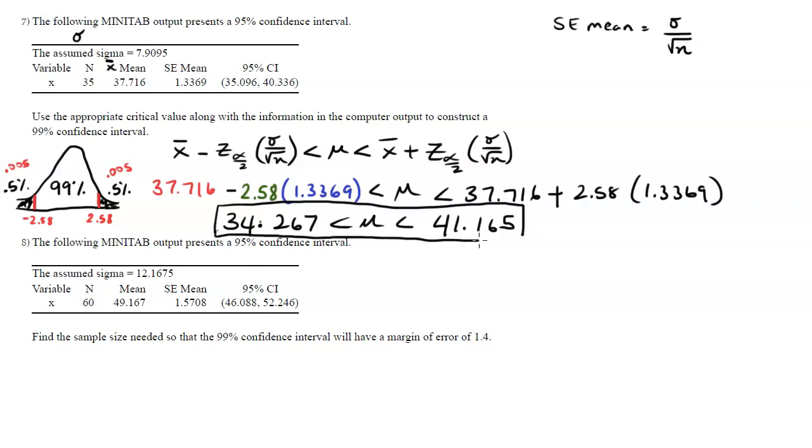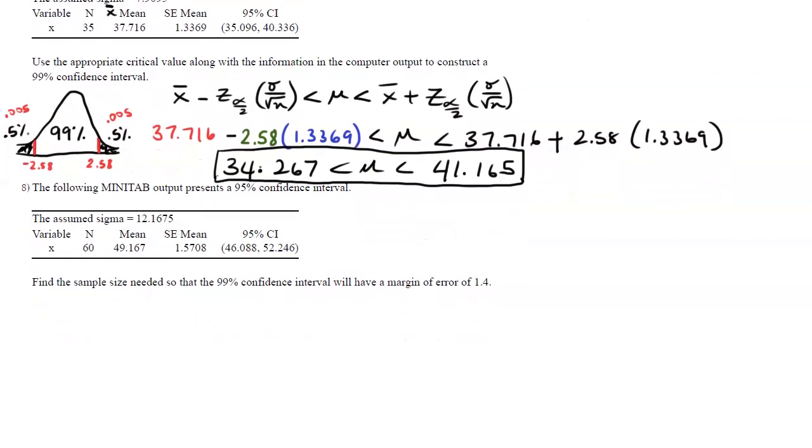So in words, this means that we're 99% confident that the true population mean is between 34.267 and 41.165. We're 95% confident that it's between these two values. And notice, if we want to be more confident, the interval has to be wider, right? It goes down to 34.267 and up to 41.165. If we want to be more sure, more confident, we make that confidence interval wider.